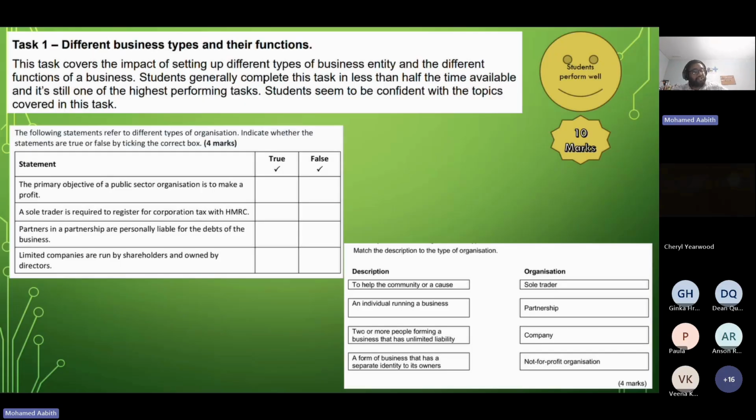Limited companies run by the shareholders, owned by the directors. Now you're looking at that and say, oh, they're run by the shareholders or owned by the directors. Flip it, then it makes sense. It is run by the directors but owned by the shareholders. So that statement is also false.